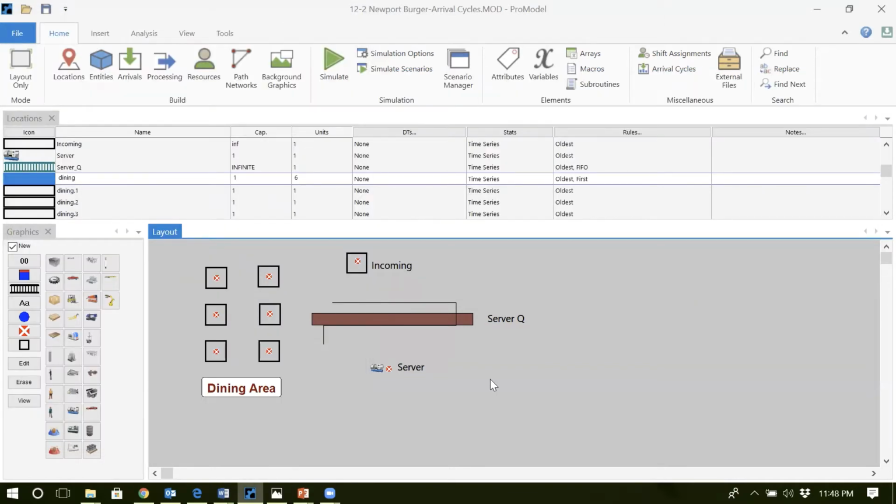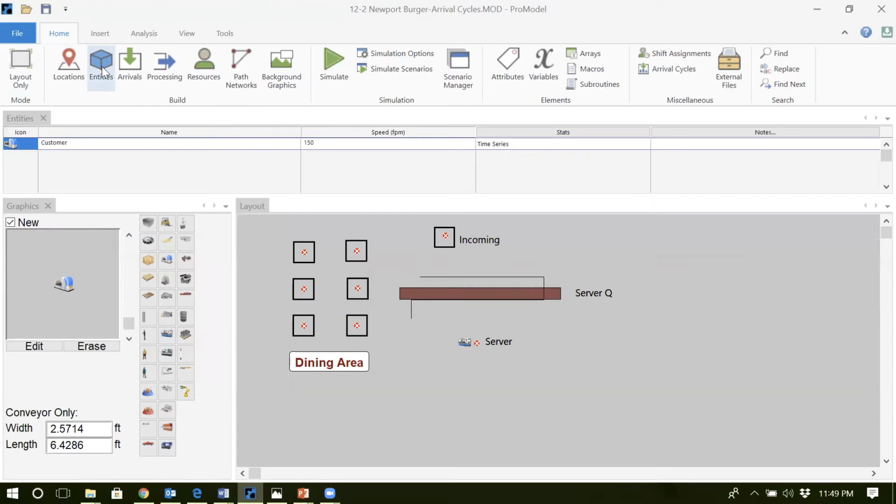So let's go back to the model. I want you to create a model called Newport Burger Arrival Cycles. Please create a new model and name it Newport Burger Arrival Cycles. Create these locations for incoming, server queue, server, and then 6 parallel locations for the dining tables. The entity that we are going to define is going to be customers. Customers are the ones that are going to come to this burger shop.